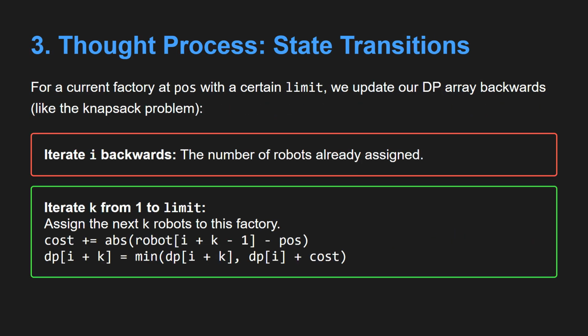When considering a factory at a specific position with a given limit, we update our DP array backwards, similar to the 1D knapsack problem, to avoid reusing the same factory multiple times in the same step. We iterate I backwards, representing the number of robots already assigned. Then, we iterate k from 1 up to the factory limit, representing how many new robots we will assign to this current factory. We keep a running sum of the cost, and update DP of I plus k with the minimum possible distance.